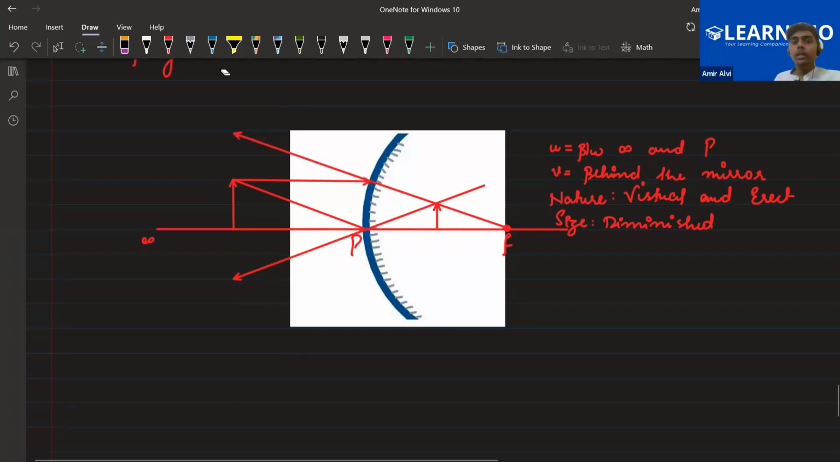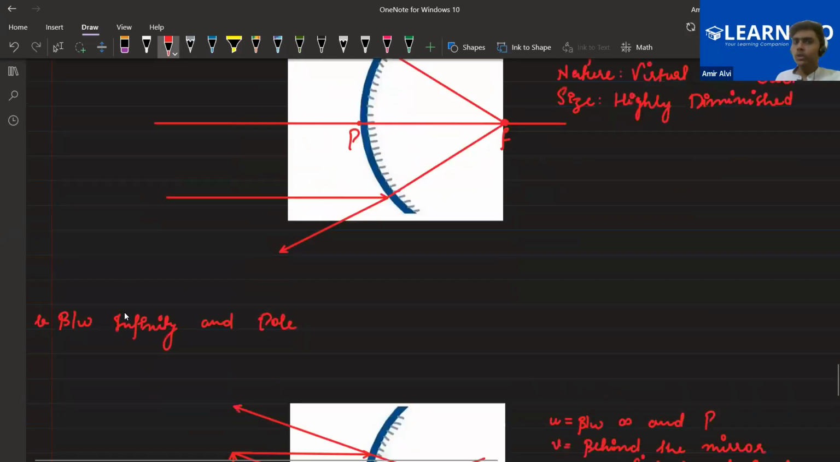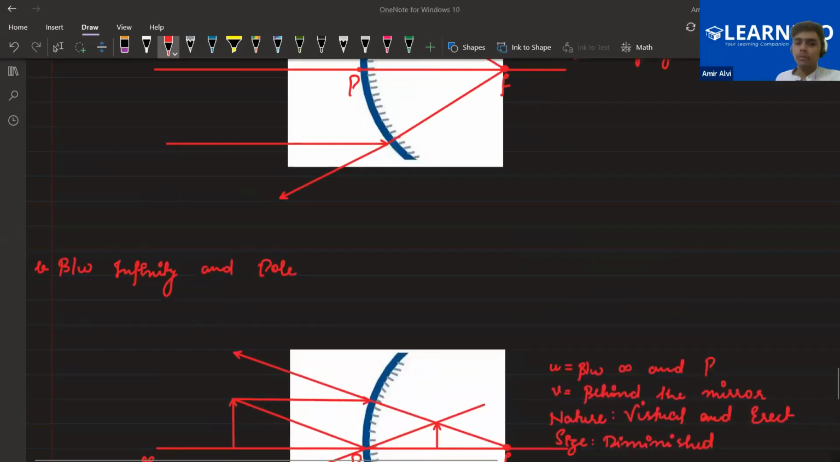Arrows are very important in the ray diagram. You have to remember this thing. Got it? You should use the arrows. Very good. So these are the two cases of images formed by the convex mirror. Okay, everybody? Yes, sir. That's good.